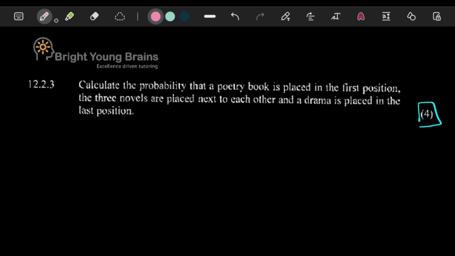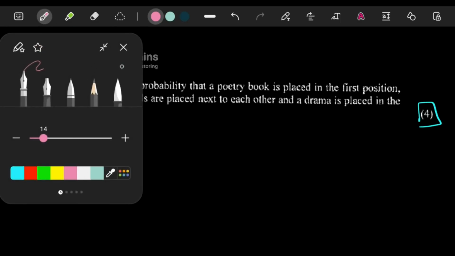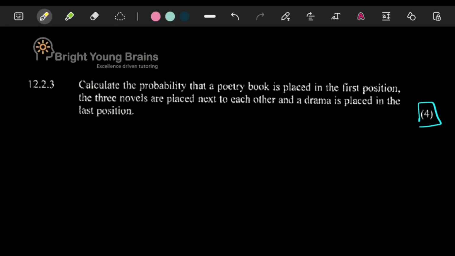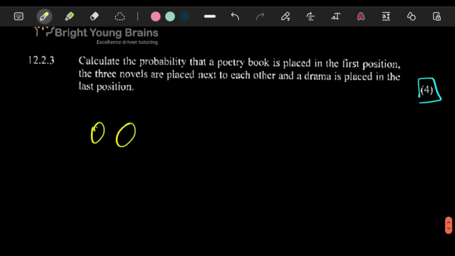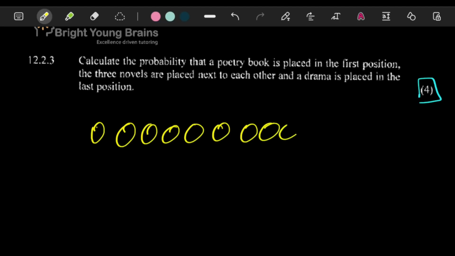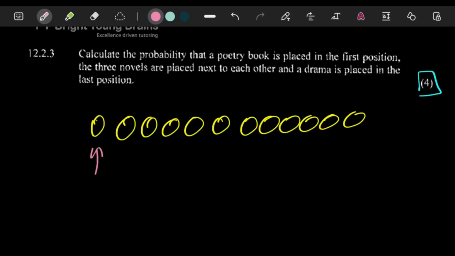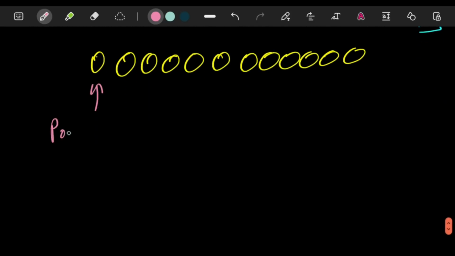Here you have to be careful with this question. The first way to be careful is to draw out the 12 slots and then read the question again. You see there are 12 positions to put our books. They say, calculate the probability that a poetry book is placed in the first position. So this first position has to be poetry.